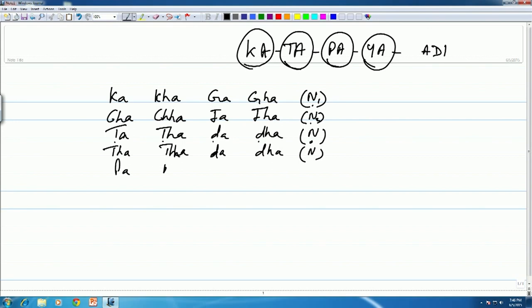Then you have pa, pa, ba, bha, ma. Again, ma is straightforward. Then you have ya, ra, la, va, and three varieties of sa, that is sha, and then you have sha. This is sha, this is sha, and sa, and ha.